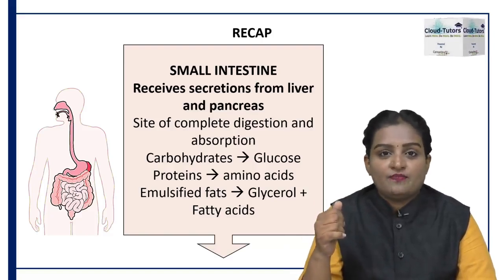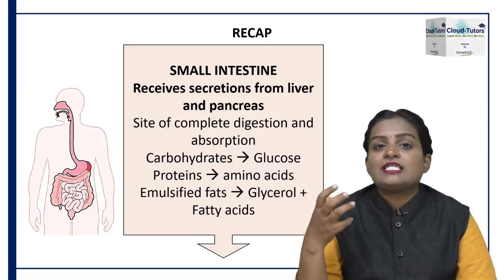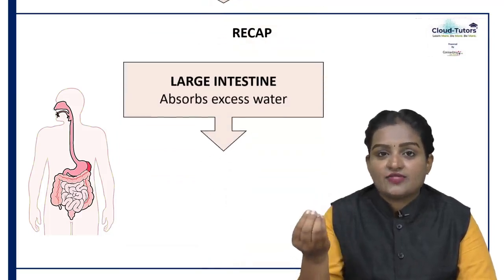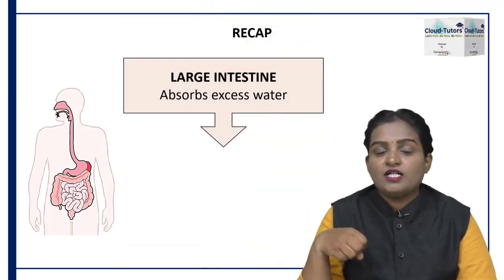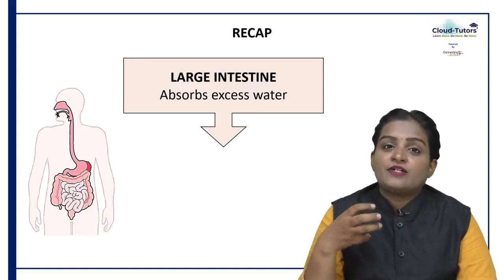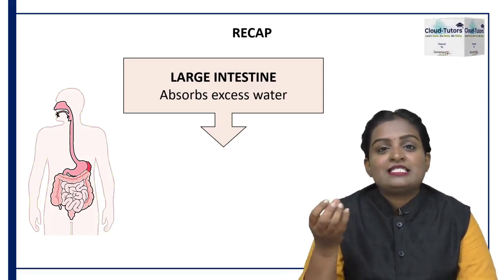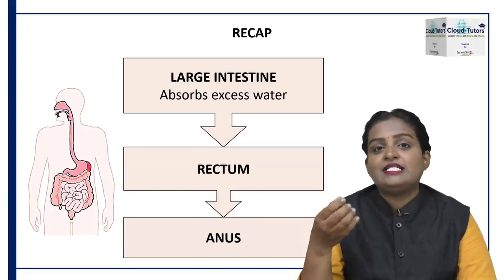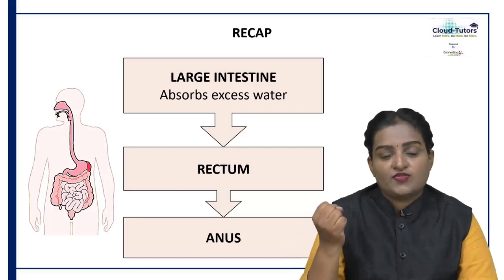Once absorption occurs through villi and microvilli, the undigested and unabsorbed food will go to the large intestine, where the majority of the water content will be absorbed into the system, and from here on the undigested food will be a little thicker and it will be temporarily stored in the rectum and finally ejected out through the anus, known as the defecation process.